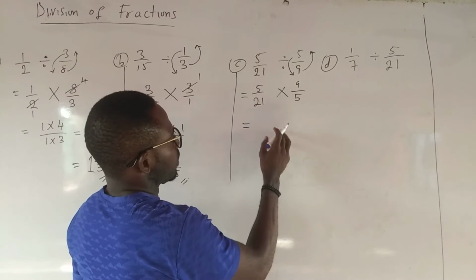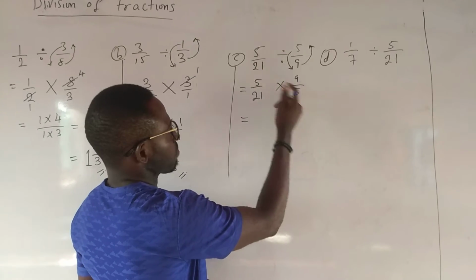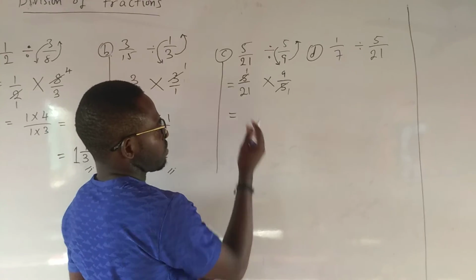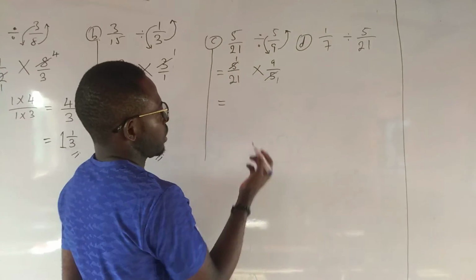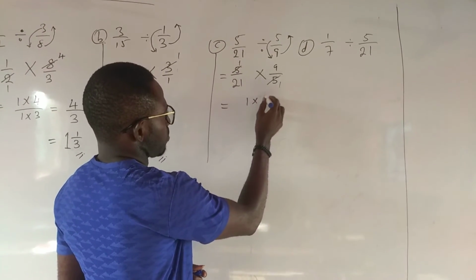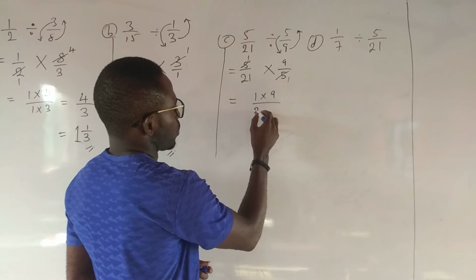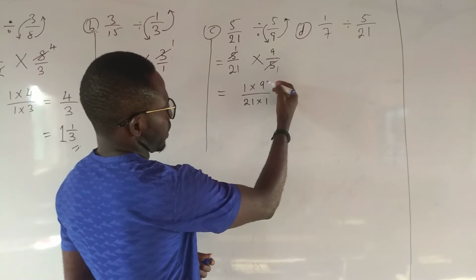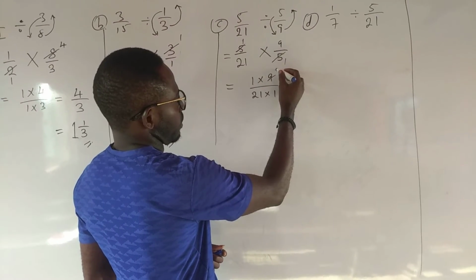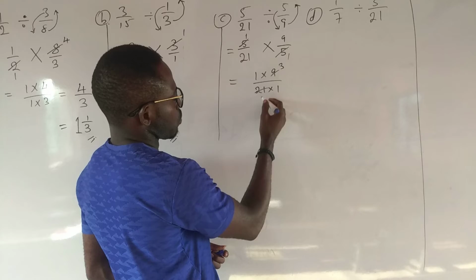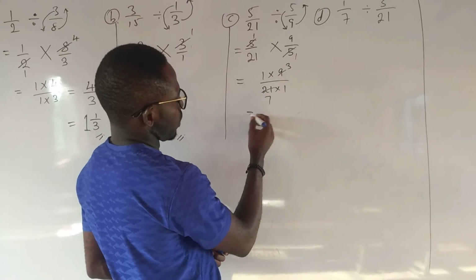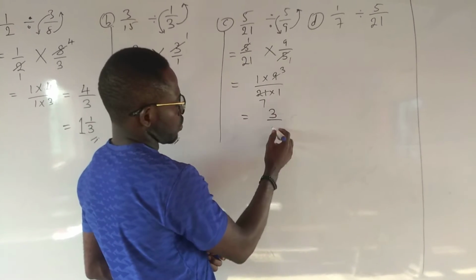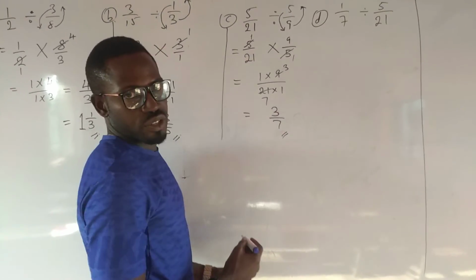So we have, here you see 5 can reduce. 5 into 5, 1. 5 into 5, 1. And if you look at this place, 3 can go. But let's go ahead: 1 times 9 all over 21 times 1. So if you have this, 3 can go. 3 into 3, 1. 3 into 9, 3. 3 into 21, we have 7. So we have 1 times 3, 3. 7 times 1, 7. This is the proper fraction.